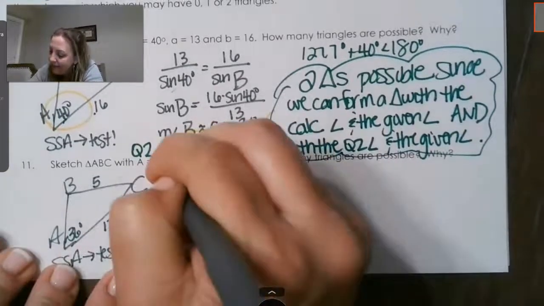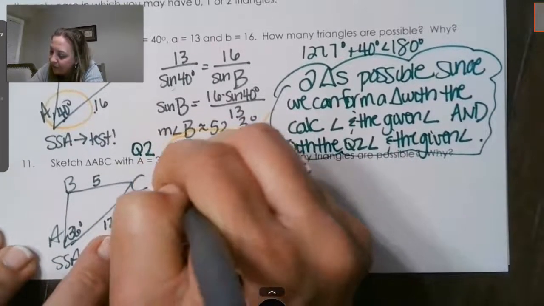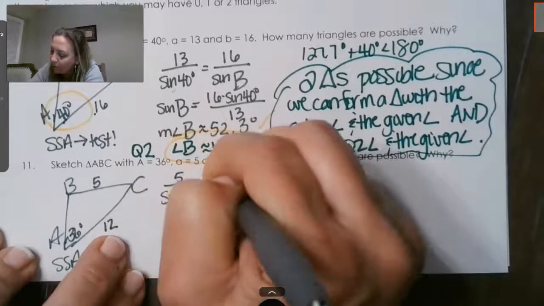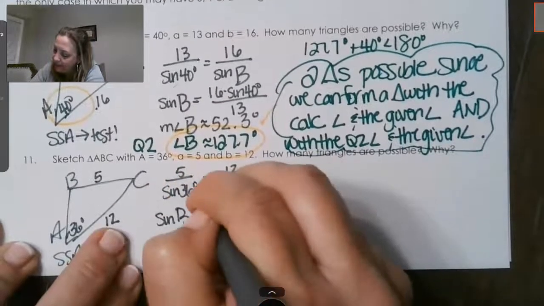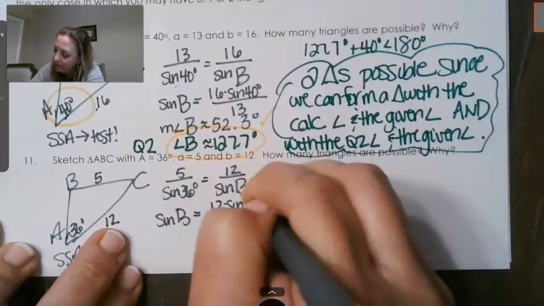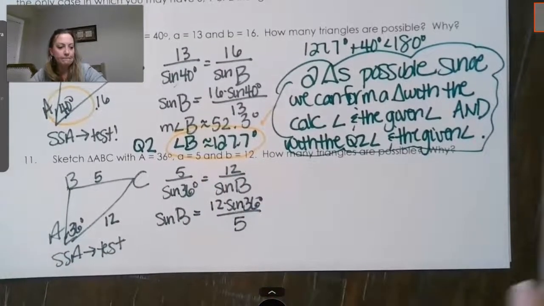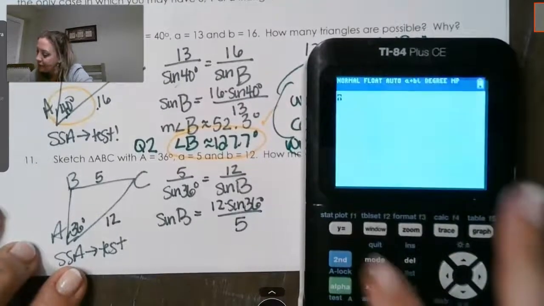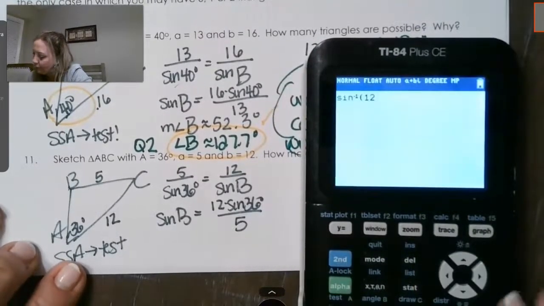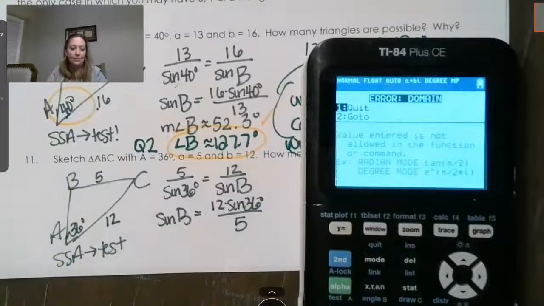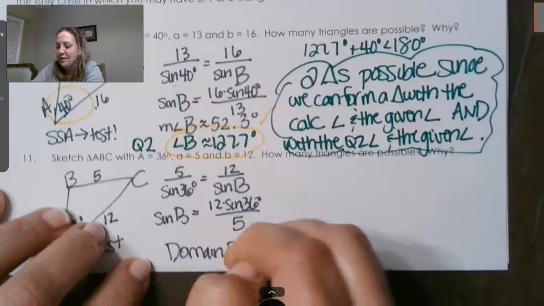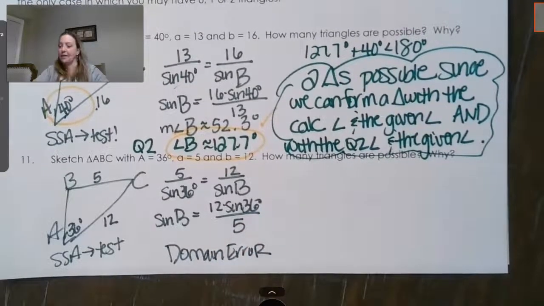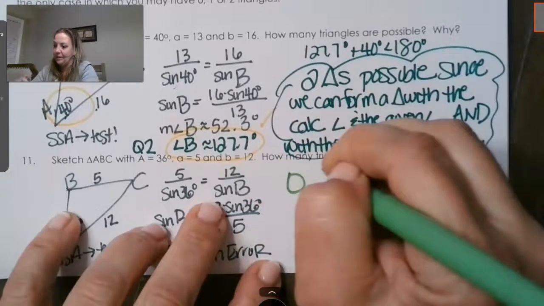So I would say that 5 over the sine of 36 degrees equals 12 over the sine of B. So then I see that the sine of B would be 12 times the sine of 36 degrees over 5. And so I could try to do this. So the inverse sine of 12 times the sine of 36 over 5 is a domain error. And we kind of like domain errors here because what does that mean? That there are 0 triangles, okay?